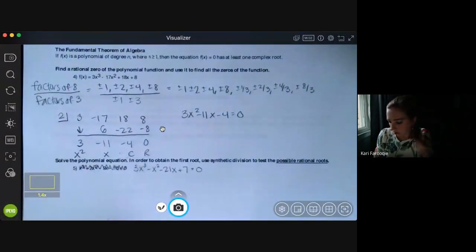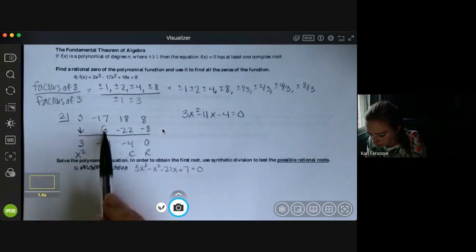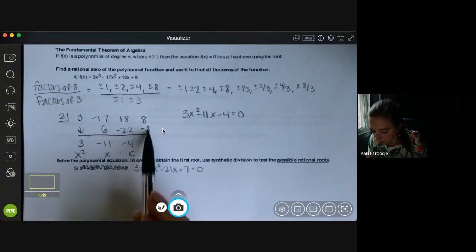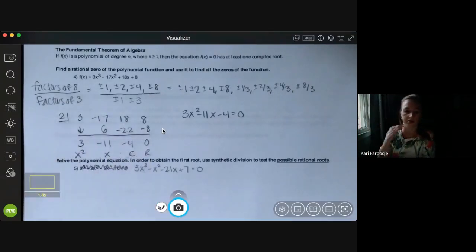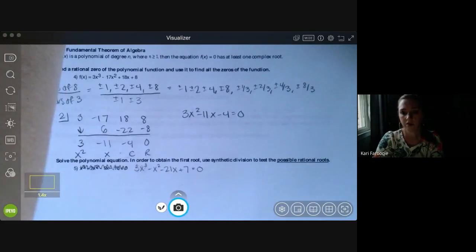Where does the negative 22 come from? So we multiplied and added. So you bring down the 3. 2 times 3 is 6. Negative 17 plus 6 is negative 11. 2 times negative 11 is negative 22. And then again, we're adding. So add these together, you get negative 4. Multiply, you get negative 8. Add, you get 0. Okay. Does that answer your question? Okay.